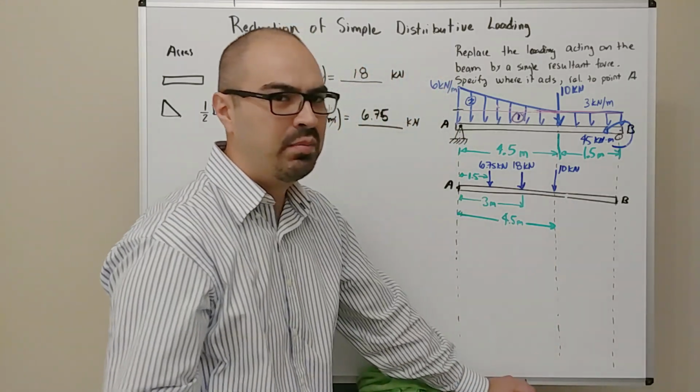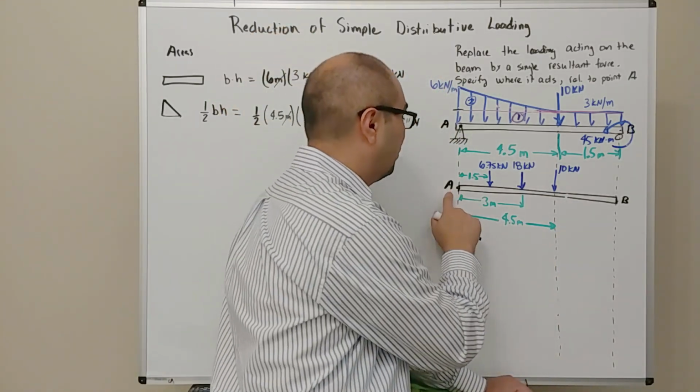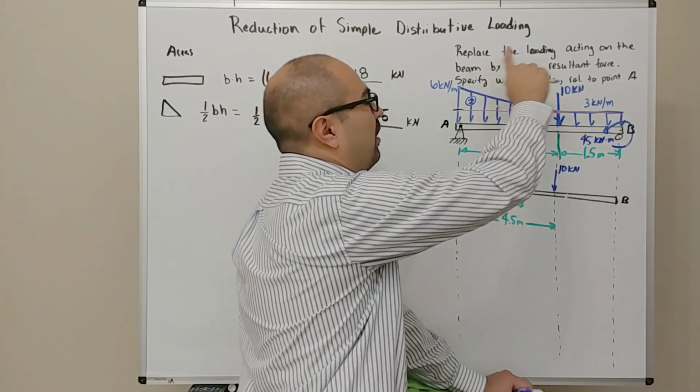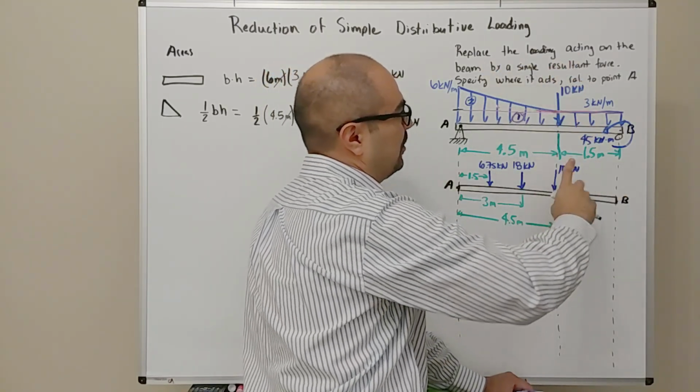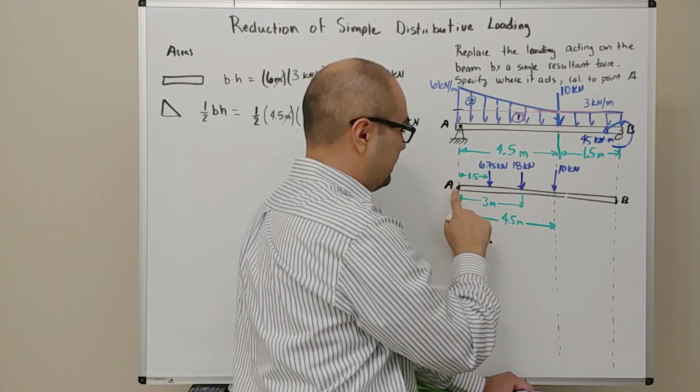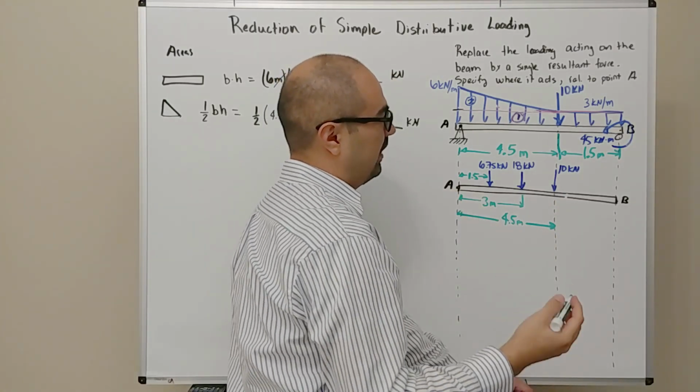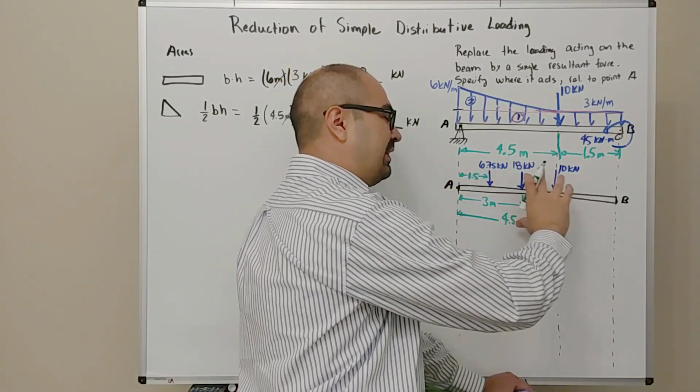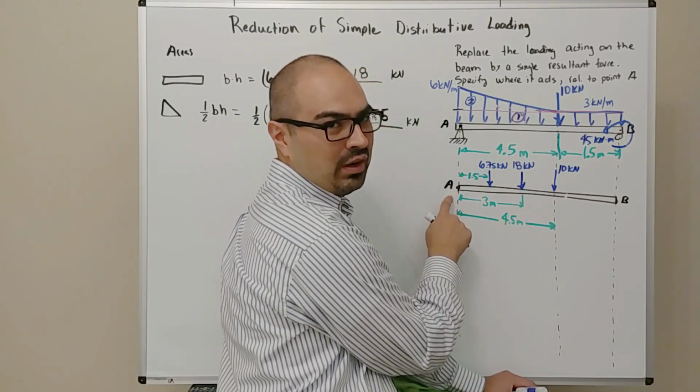Again, why am I basing all the distances relative to point A? Because the problem wants to simplify all of these loads with a single resultant force relative to point A. So it makes sense that when I'm calculating the distances, to do so relative to that point A.